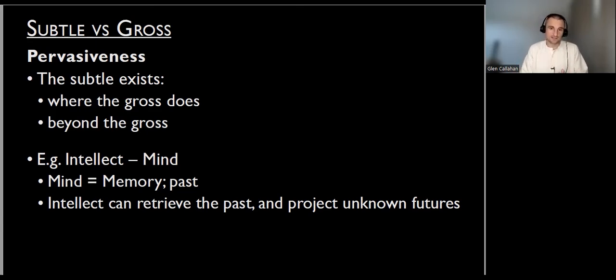The intellect has the capacity to retrieve memory, to go into the past and exist there, but it can also go to where the mind cannot. It can project into the unknown, into the future. It can project conclusions that the mind did not know, that it was not aware of. So the intellect has this capacity to be wherever the mind is and beyond it. So the intellect is more subtle than the mind.